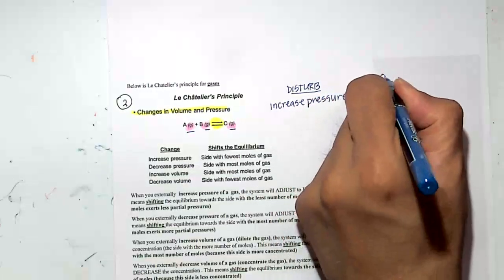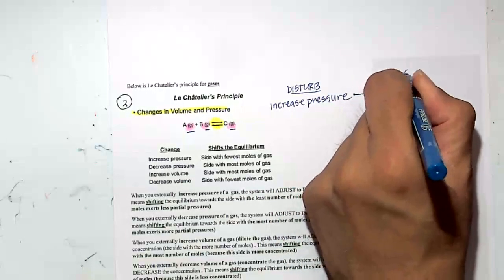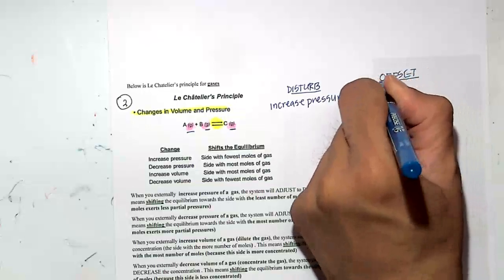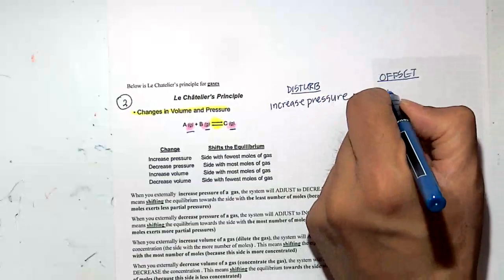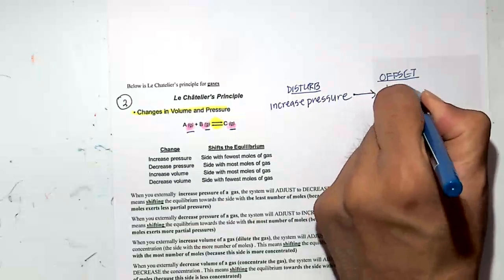Okay, if I increase the pressure, what is the offset of increasing pressure? It will go to the side that has decreased pressure. Okay, very good.